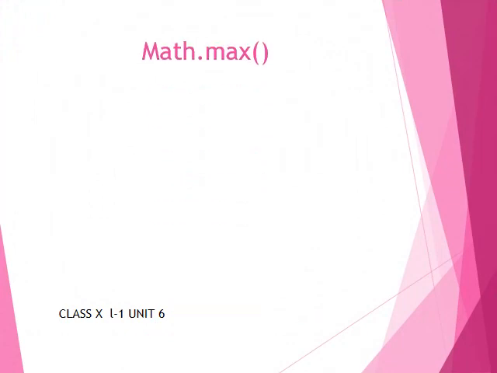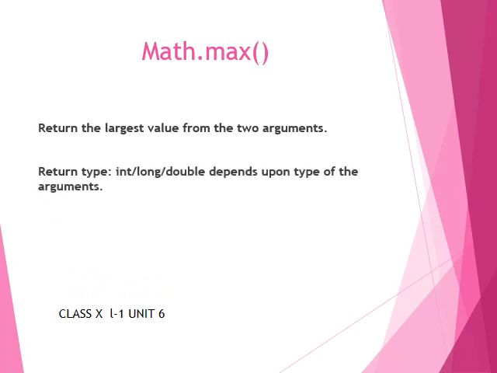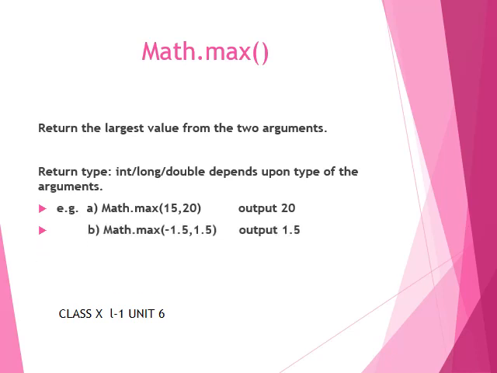The next function is Math.max. It returns the largest value from the two arguments. Return type is int, long, double, depending upon the type of arguments. Example is Math.max(15, 20), output is 20 as 20 is larger than 15. Math.max(-1.5, 1.5), output is 1.5. Math.max(9.2, 9.45), output is 9.45 as 9.45 is larger than 9.2.